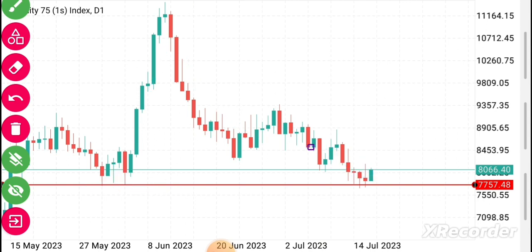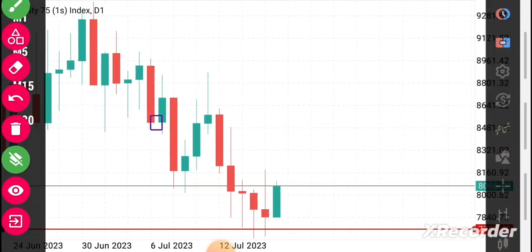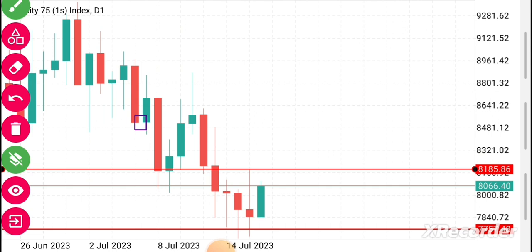As well, we can see the daily has now started pushing up. If the daily closes above this area, 81.85, or almost engulfs yesterday's daily candle close, that will show us that of course we have to go bullish.